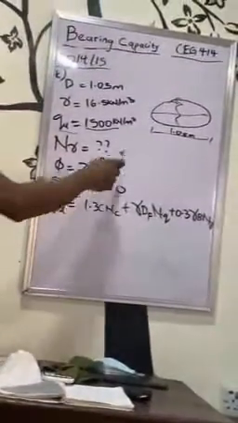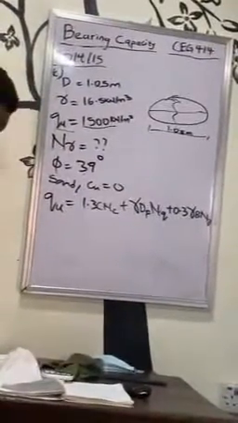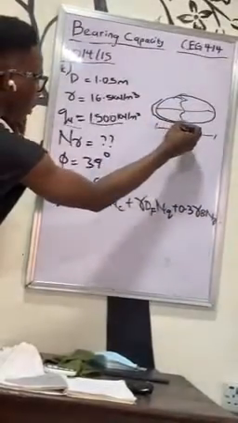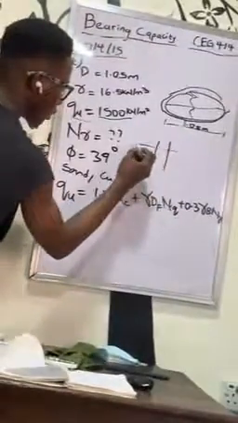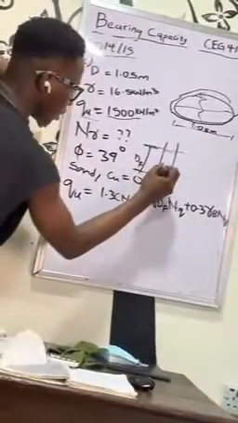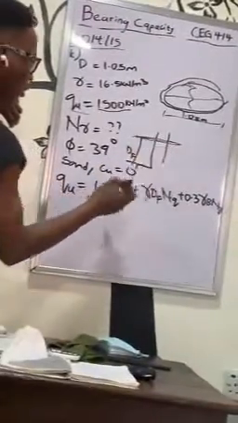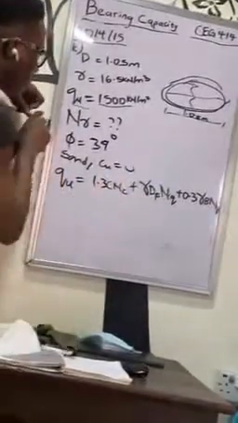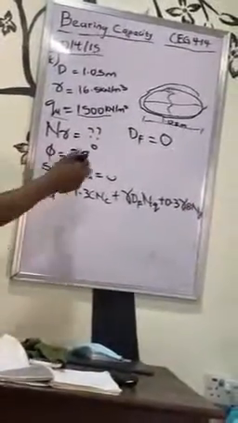This has nothing to do with the water table. We're not giving any information on the water table. If you observe the question, it says a circular plate, that is, there is no depth of foundation. It doesn't go below the ground level. Usually a foundation goes below ground level, which gives DF, the depth of foundation. But for a circular plate it doesn't go below the ground level, which means for this question our DF will be equal to 0.